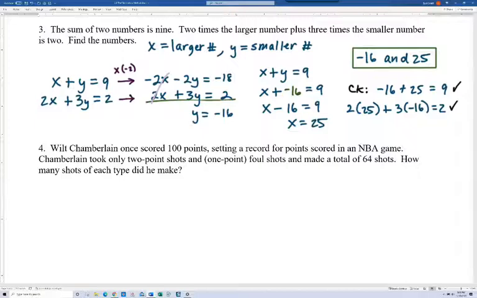All right, let's look at number 4. Excuse me. It says, Wilt Chamberlain once scored 100 points. That's very true. In fact, you may or may not even know who he is. He's an older guy, this happened quite a while ago, kind of even before my time. But anyway, he set a record for points in an NBA game, still hasn't been broken.